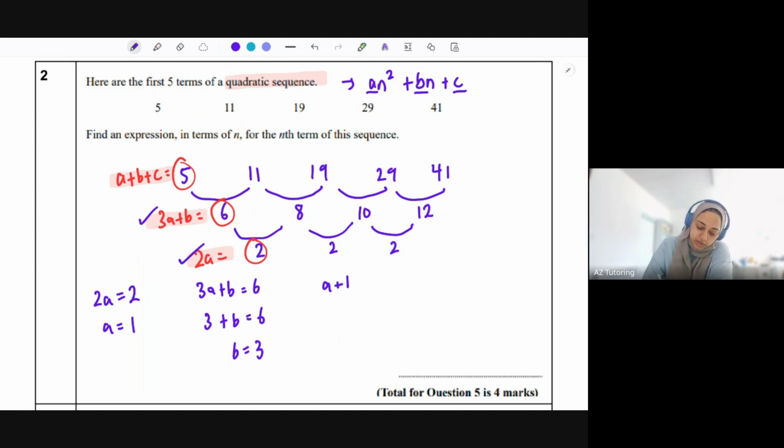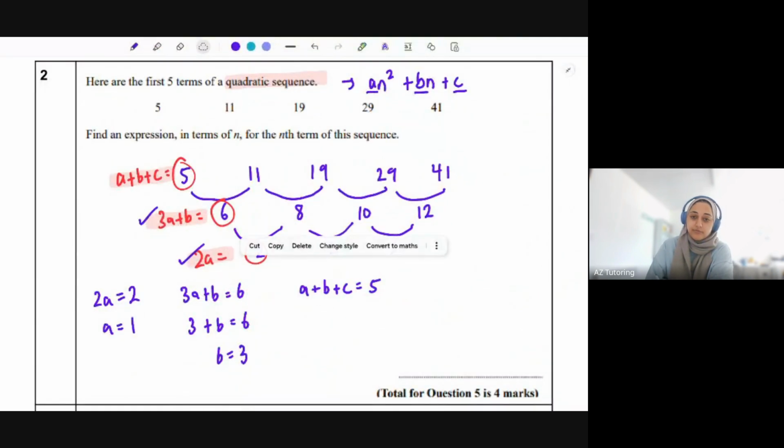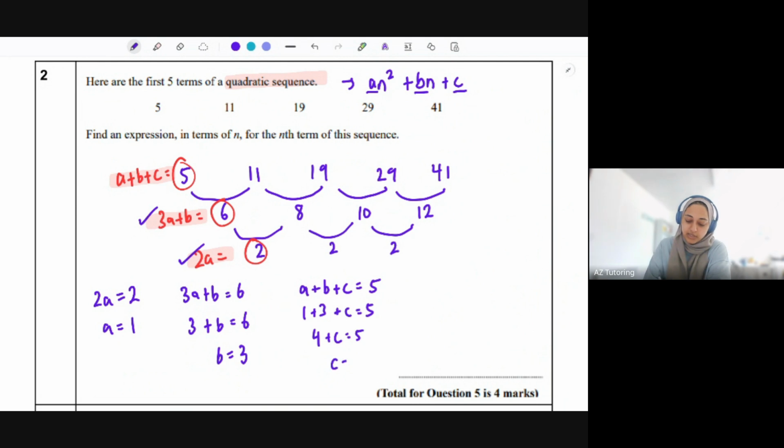And finally, let's do that top equation. We've got a plus b plus c equals 5. So let me just move this a little bit up so we've got some space. So we know what a and b is. A is 1, b is 3, plus c equals 5. 1 plus 3 is 4. 4 plus c equals 5. To get c by itself, minus 4 to the other side. 5 minus 4 is just 1. So we found our a, we found b, and we found c.